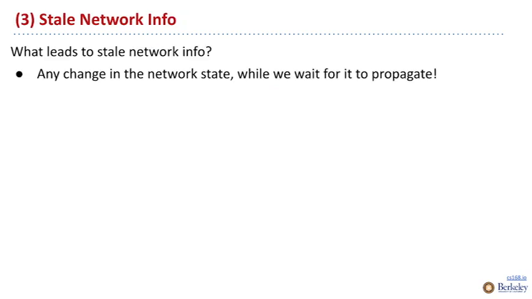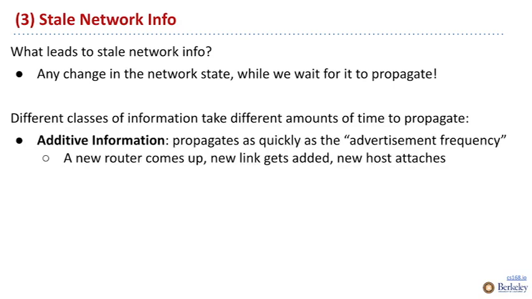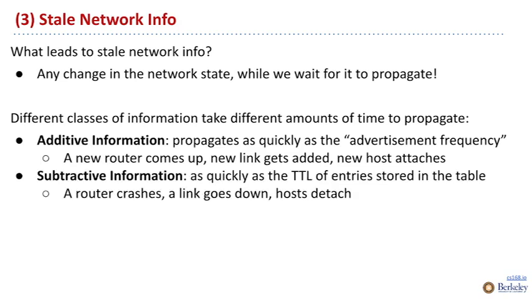So let's deal with this last problem that we identified, stale network information. So how do we get into this state? Any change in the network state is going to be an issue for us, right? It takes time for this information to propagate through the network. And in particular, I'll point out that different classes of information take different amounts of time to propagate. These are terms that I don't think Sylvia uses in this class. I just have painted it this way: additive information, like someone comes up, so information that you didn't have before, new information, versus subtractive information, meaning information that people had that now needs to be revised or removed.